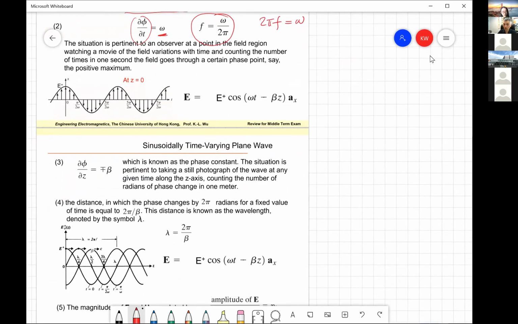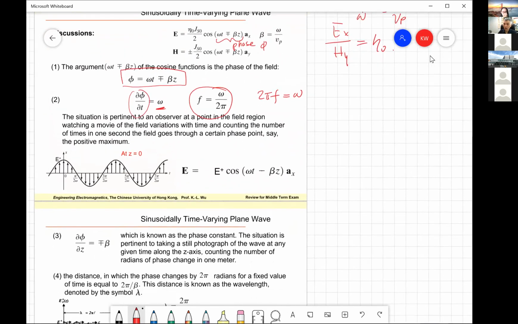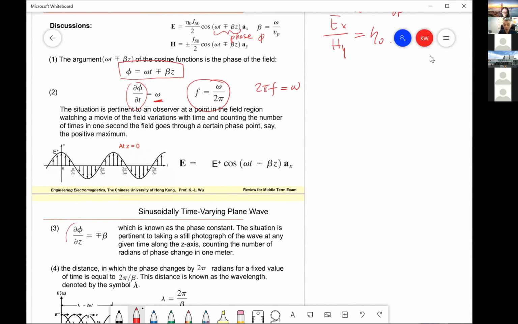And also, how fast does this phase change with the distance you travel? First, the phase with time, and then the phase with z. If you take the partial derivative of phi with respect to z, the time term is 0, because it has nothing to do with that. And the result is equal to plus or minus beta. So we call beta the phase constant, and omega is the angular frequency.